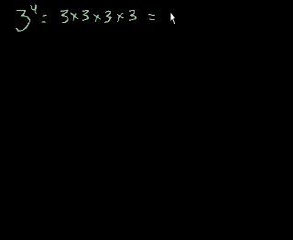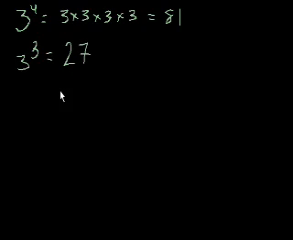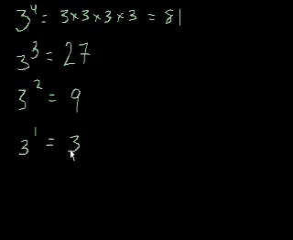So if I were to ask you, let's do 3 to the 4th power, that equals 3 times 3 times 3 times 3, which equals 81. 3 to the 3rd power is equal to 27, just 3 times 3 times 3. 3 to the 2nd power is equal to 9. 3 to the 1st power is equal to 3.